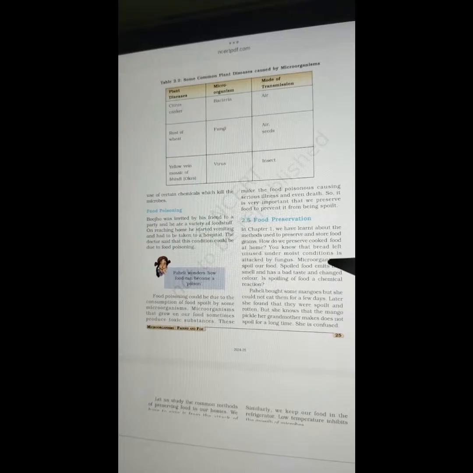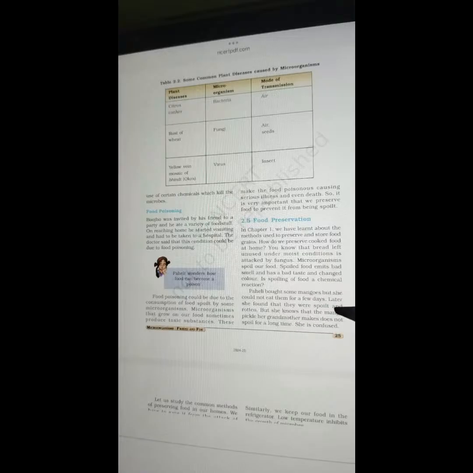2.5 Food preservation. In Chapter 1, we have learnt about the methods used to preserve and store food grains. How do we preserve cooked food at home? You know that bread left unused under moist conditions is attacked by fungus. Microorganisms spoil our food. Spoiled food emits a bad smell, has a bad taste and changed color. Is the spoiling of food a chemical reaction?